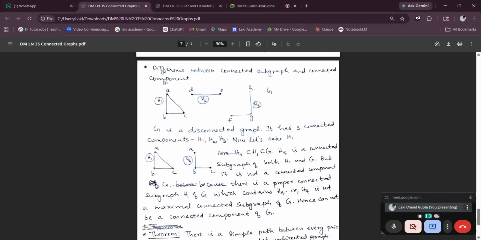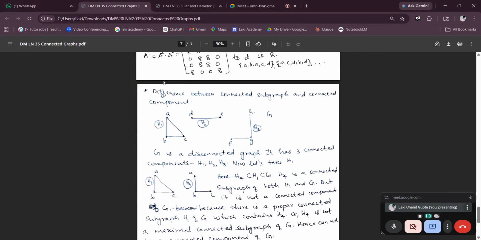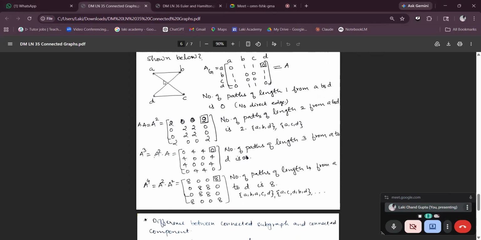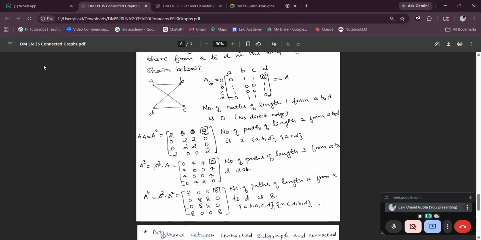Sir, there is one term. Number of paths of length 4 from A to D is 8. What does 8 mean there? 8 means 8 different paths can be there. Number of paths of length 4 from A to D is 8. So there are 8 possible paths from A to D.